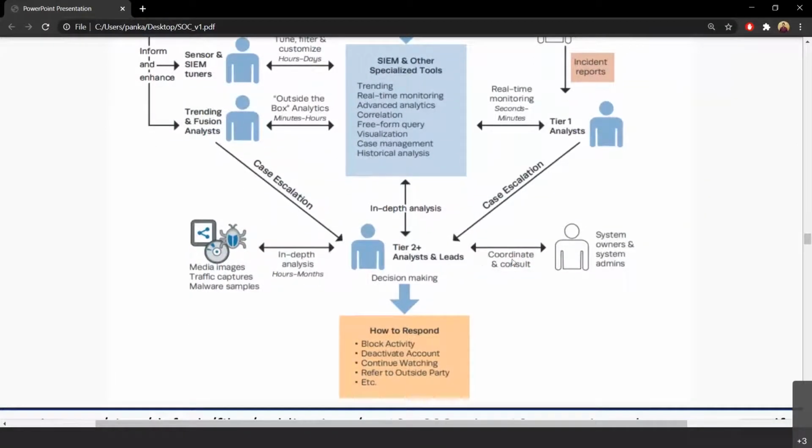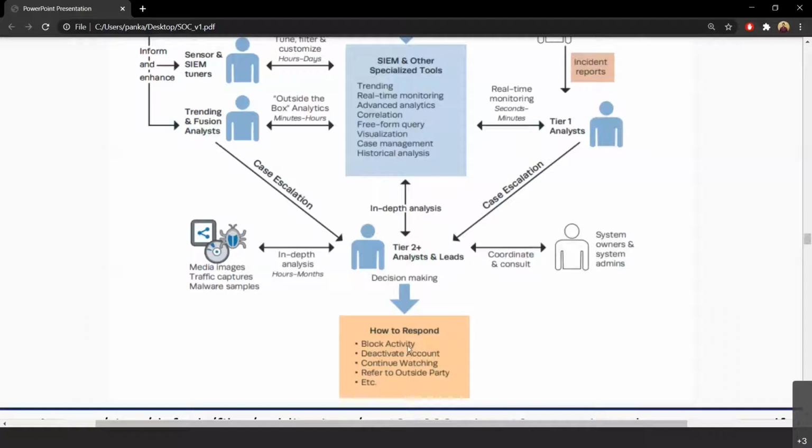They also coordinate and consult with the system owners to fine-tune the system. Okay, this was a security incident. The attacker was able to get inside like this. So we need to modify our systems like this. So they coordinate and consult the system owners and system admins. And they also prepare in-depth analysis reports. They also capture some traffic or some malware samples if we have found them, and they do the analysis for them. Then they basically say how to respond.